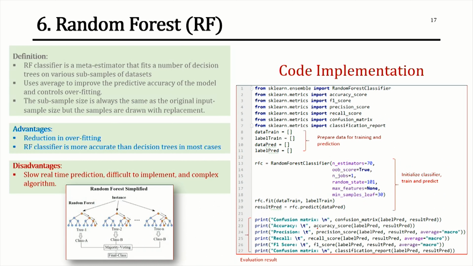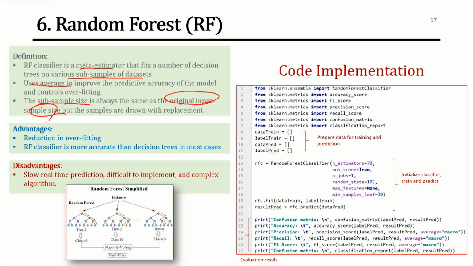Next, we will see random forest, or RF. The RF classifier is a meta estimator that fits a number of decision trees on various subsamples of datasets. It's actually an improved version of decision tree, but it can have many sub-trees inside. It uses averaging to improve the predictive accuracy of the model and control overfitting. The subsample size is always the same as the original input size, but the samples are drawn with replacement.